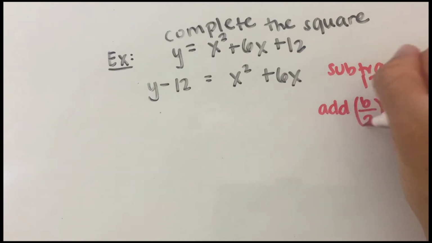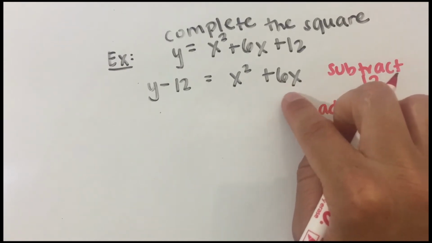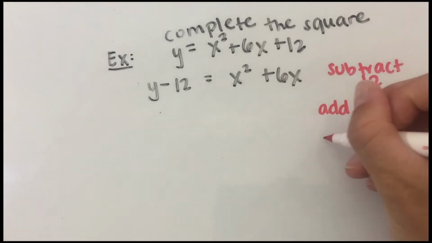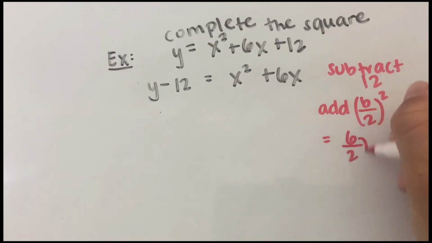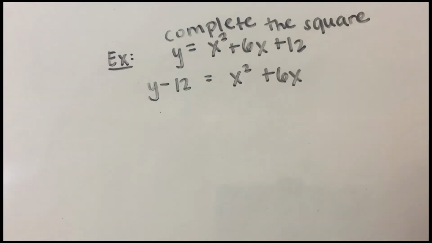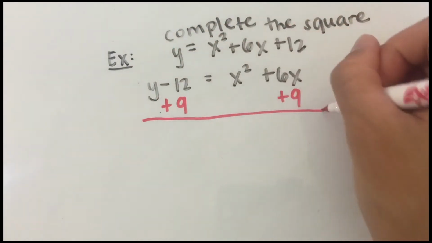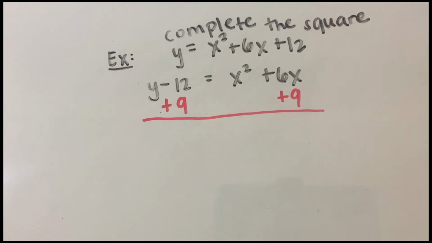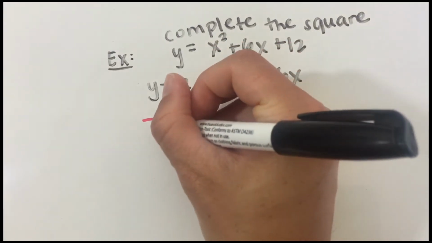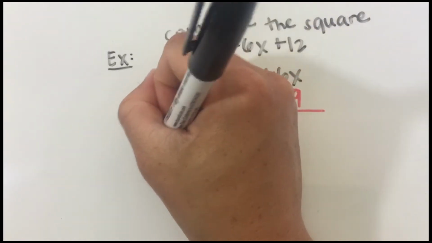And now for the next step, I'm going to add b over 2 squared to each side. And my b is going to be my 6 because my b is the term multiplied by the x. So I'm going to add 6 divided by 2 squared, which is 3 squared, or in other words, 9. And I will do this to both sides of the equation, and that way I'm not changing anything about the equation. It's kind of similar to adding 0 to each side.